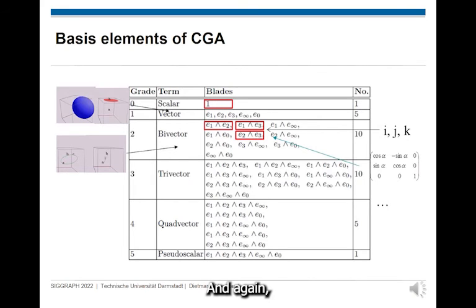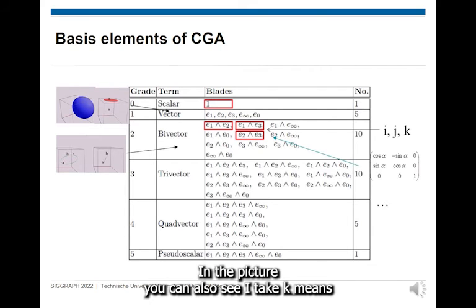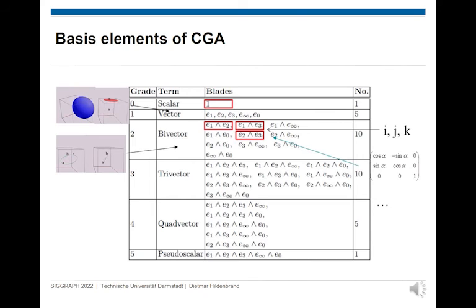And again, many of the blades have a geometric meaning. For instance, we will see that vectors describe geometric objects like points, spheres, and planes. And the bivectors represent circles and lines in space. In the picture, you can also see i, j, k, which are the complex units of quaternions, meaning with these 3 basis blades it is possible to describe rotations, which we normally describe based on rotation matrices.